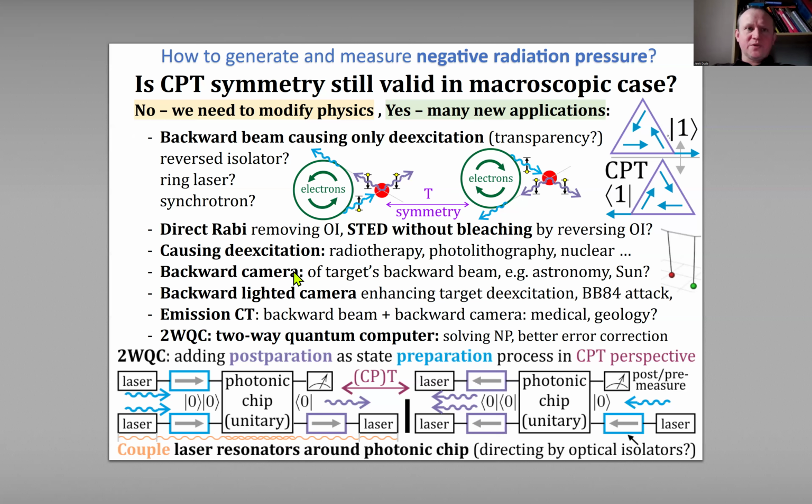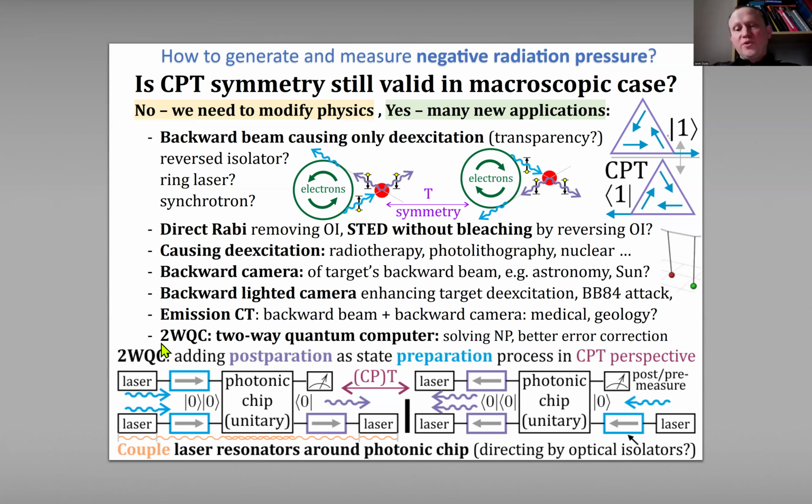Then there is the backward camera. How to measure this negative radiation pressure? We need a camera of an excited target. So maybe astronomy, maybe better computer tomography. I think there will be many applications of a backward camera, but it is not so simple to construct: a backward light camera, which tries to actively pull photons from the target to our camera. Also attacks on cryptographic protocols. Emission CT as a combined backward camera with a negative radiation source.